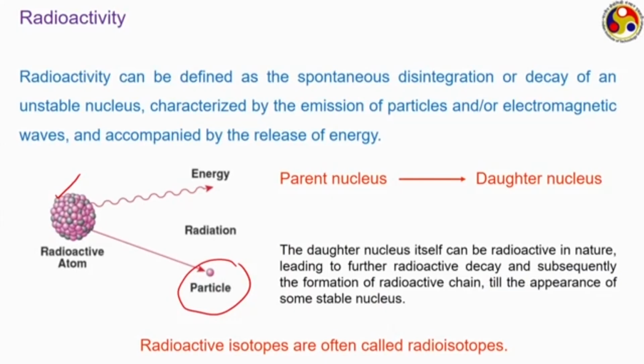The radioactive isotopes are often called radioisotopes, and we shall also be using this terminology. So, a radioisotope can undergo spontaneous disintegration, which we call radioactivity, and because of this spontaneous disintegration it produces some other kind of nucleus. That means this phenomenon of radioactivity is associated with conversion of one nucleus to another one.